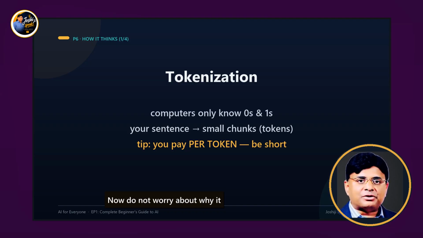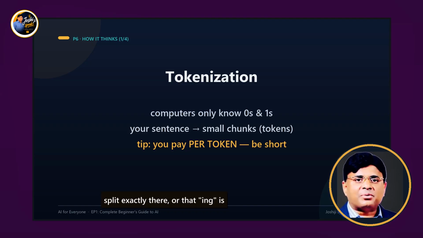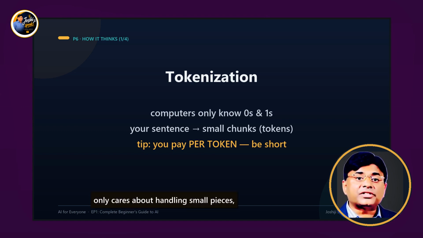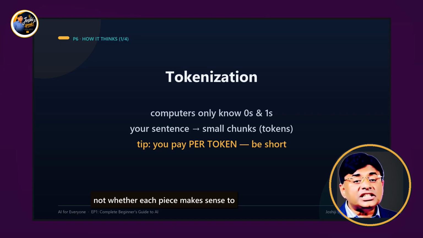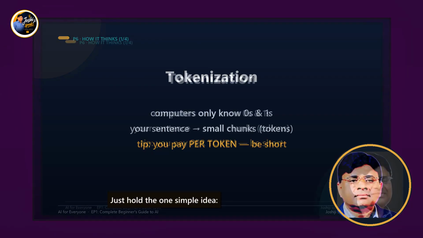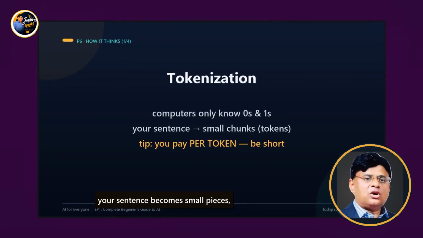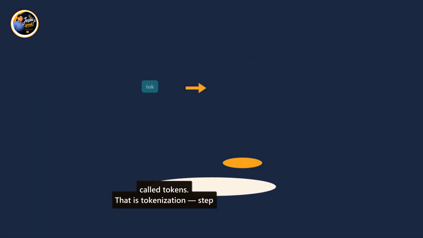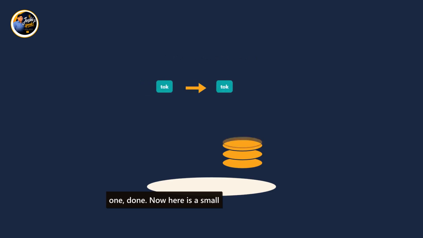Now do not worry about why it split exactly there, or that ing is not a real word on its own. Different tools chop slightly differently, and the AI only cares about handling small pieces, not whether each piece makes sense to us. Just hold the one simple idea. Your sentence becomes small pieces, called tokens. That is tokenization, step 1, done.